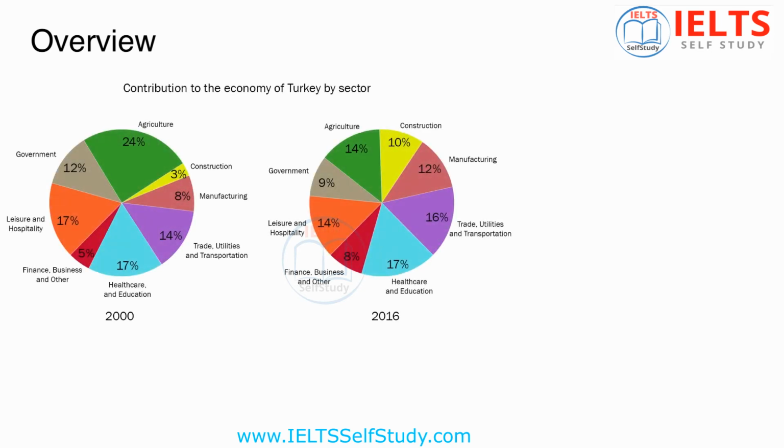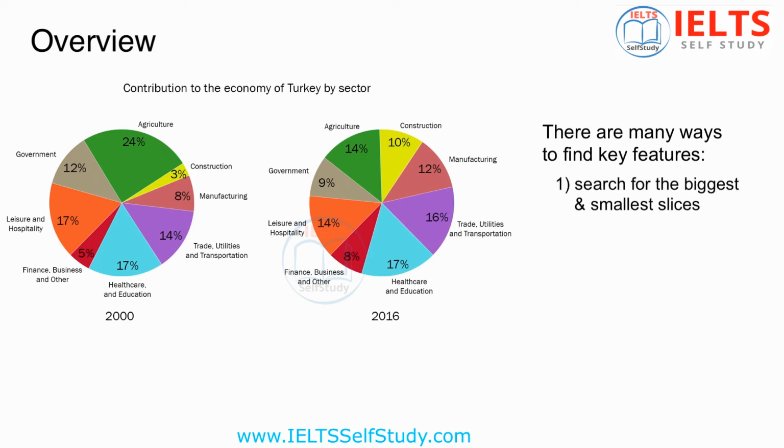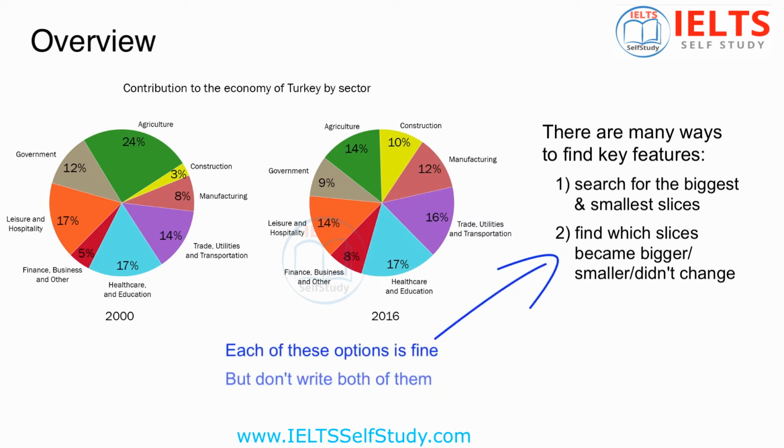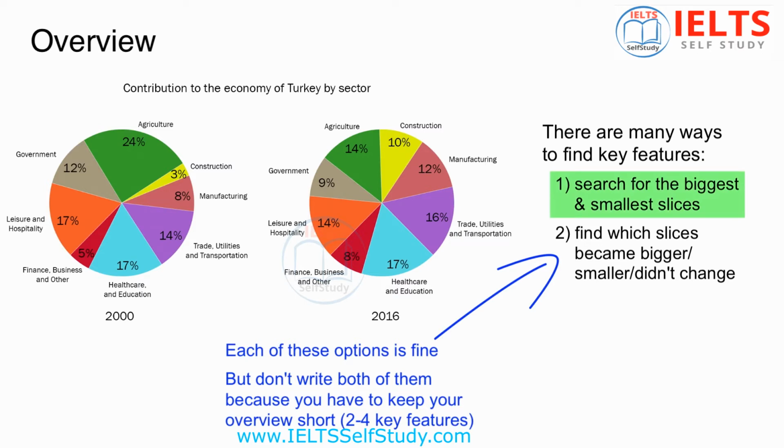So, let's look at our pie charts and identify some key features. Well, there are many ways to find the key features of our charts. First of all, we could search for the biggest and smallest slices of each pie chart. And secondly, we can find which slices became bigger and smaller or did not change. Each of these options is fine, but do not write both of them, because you have to keep your overview short. So I've decided to focus on the first option.